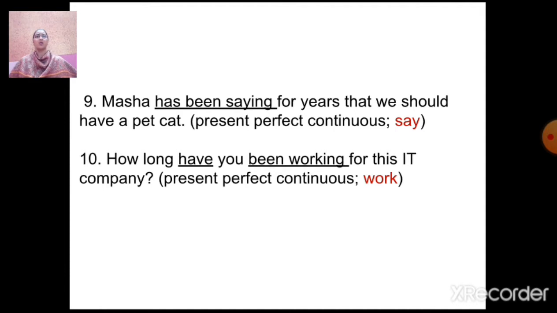Then, how long dash you dash for this IT company? Now we need to convert this into present perfect continuous and the verb given is work. So the answer is, how long have you been working for this IT company?